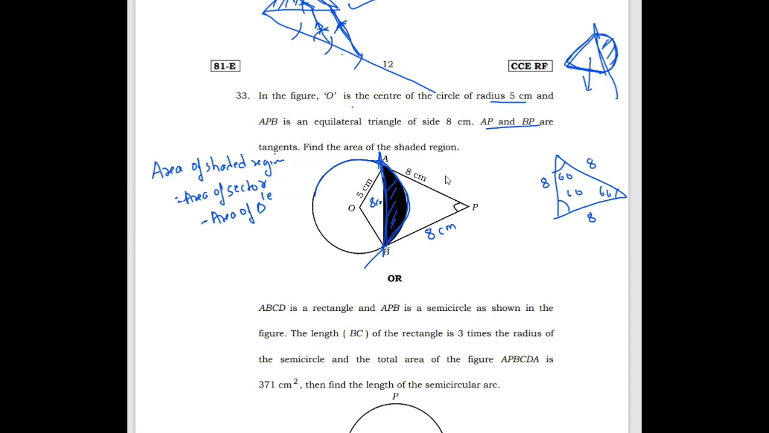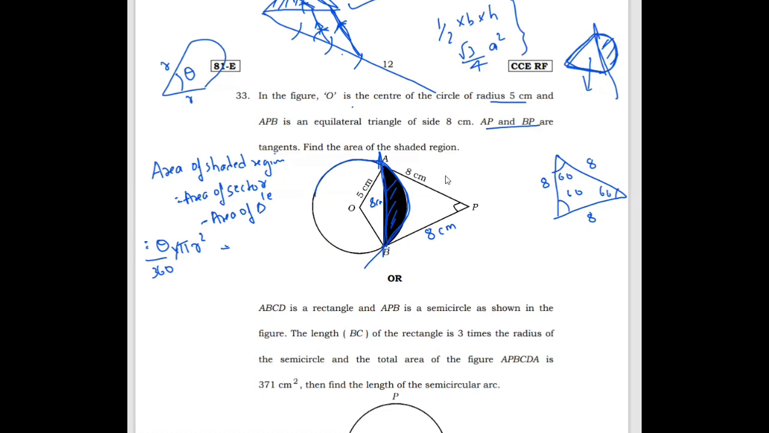Now what is the area of sector formula? If there is one sector like this, the angle and the radius are there, and the formula is theta by 360 into pi r square. Area of triangle, what formula? If it is a 90-degree triangle, you can use half into base into height. If it is a 60-degree triangle, root 3 by 4 a square. Remember, these are the two formulas we generally use.